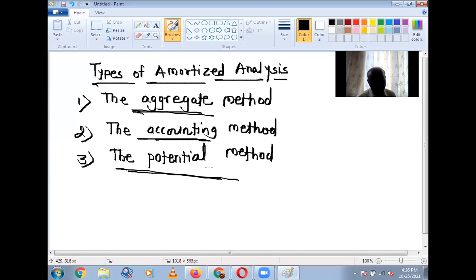Okay, these three methods we are going to see in tomorrow's lecture. As well as, we are going to conduct the class test first in tomorrow's lecture. Okay, so be ready.